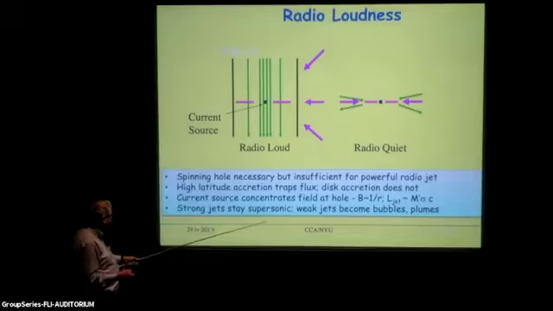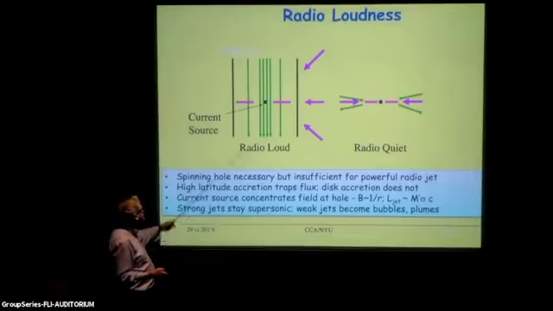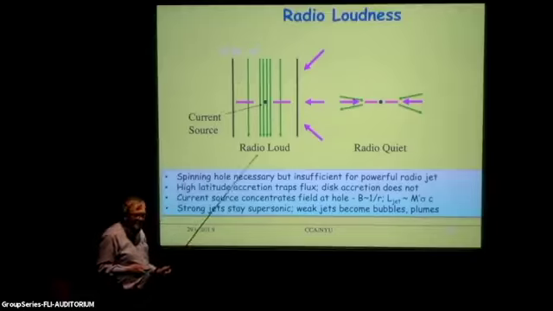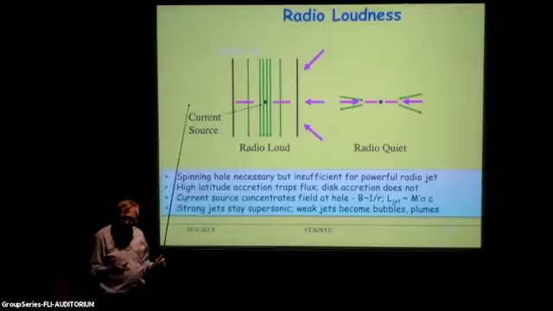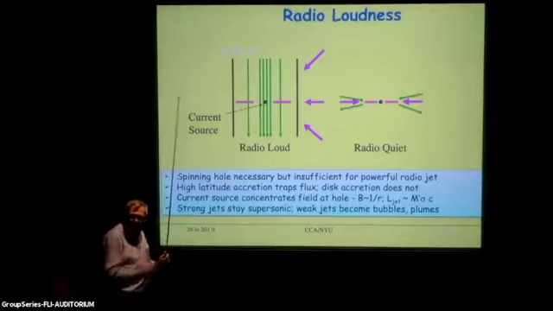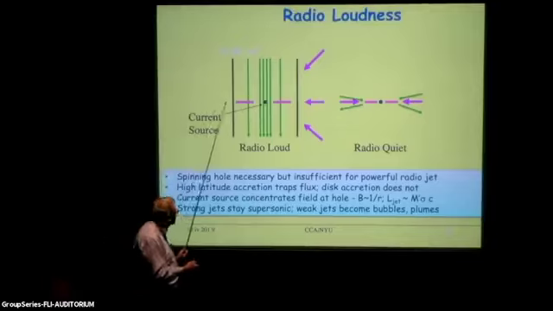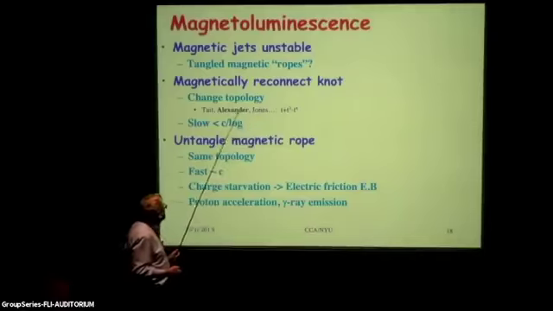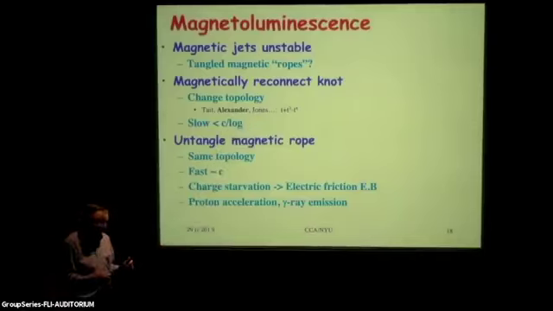Okay, and those who know this business about FR1s and FR2s, the weak jets are the ones that don't make it out through this interaction radius, GM over sigma squared. They just become bubbles and plumes. And the powerful jets are the ones that keep on going. Similar things, obviously. So a little bit about particle acceleration. Okay, particle acceleration.